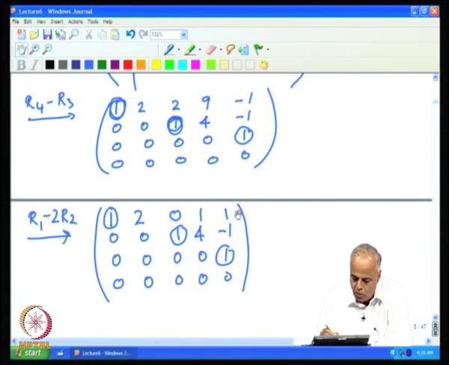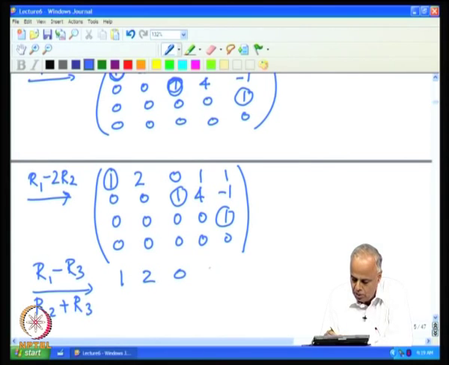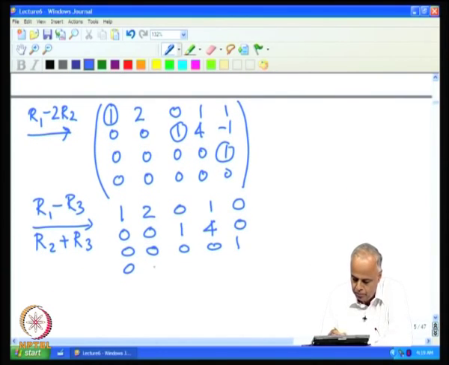To knock off this 1, we have to subtract the third row from the first row. To knock this minus 1 off, we have to add the third row to the second row. So, we do these operations R1 minus R3, R2 plus R3, and we get 1 2 0 1 0, 0 0 1 4 0, 0 0 0 0 1, and 0.